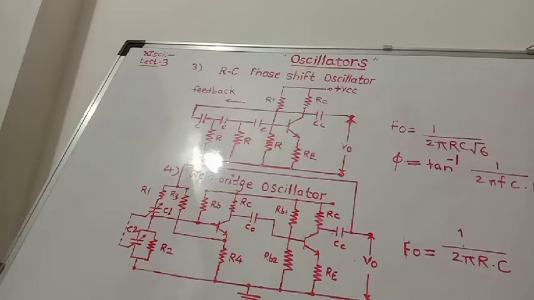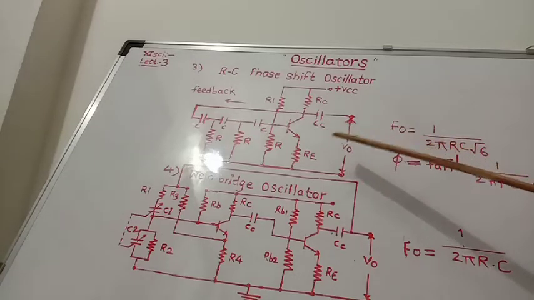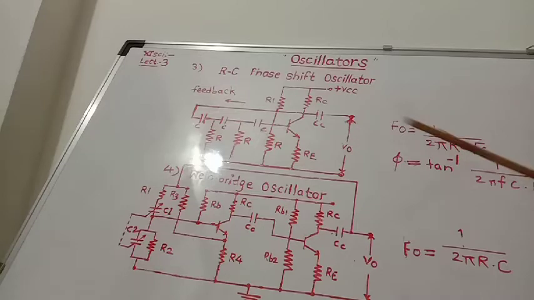But the gain of the amplifier must be sufficient, so that A beta should be greater than or equal to 1. Generally, the gain of this amplifier is greater than or equal to 29.